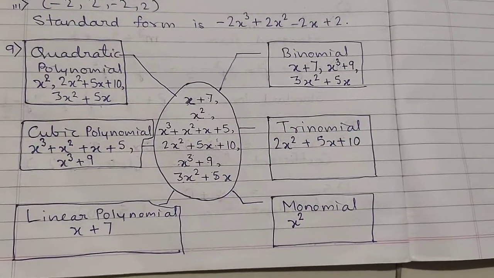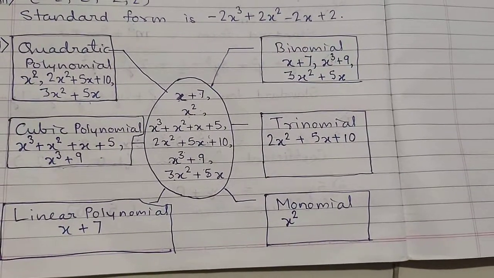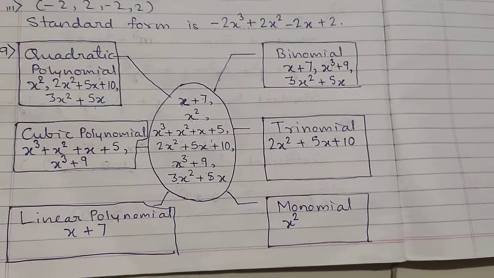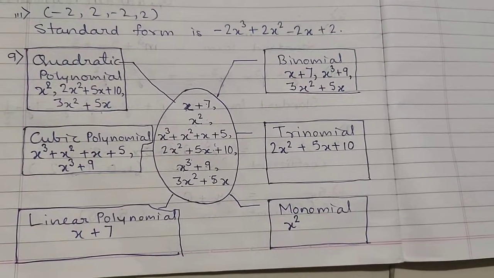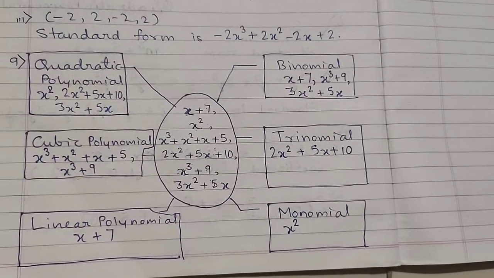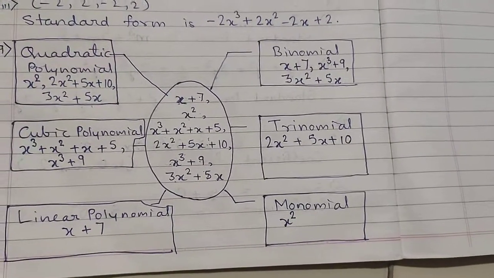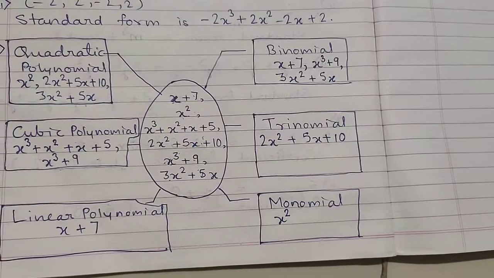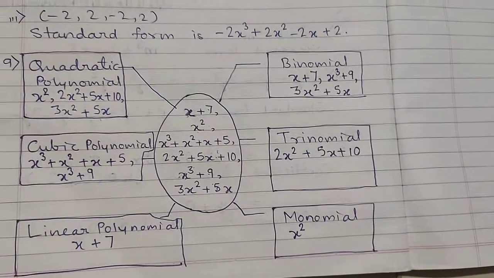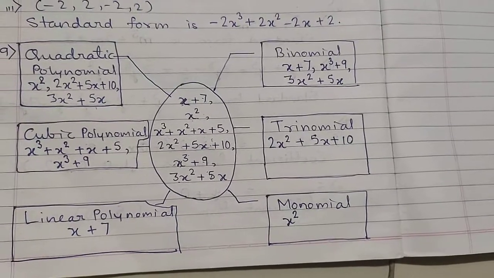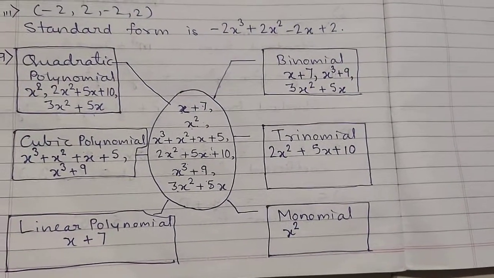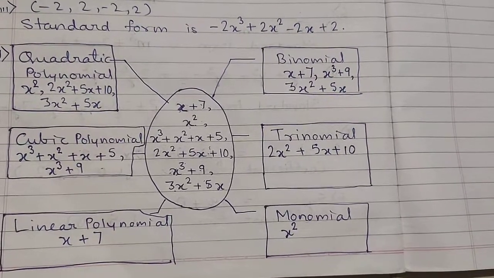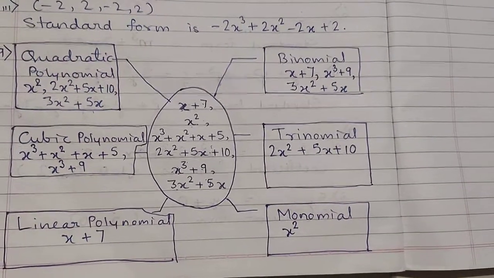So I hope you have understood this, and this you are going to write in your fair book and complete your first exercise. In the next class we are going to learn how to do operations on polynomials, that is addition, subtraction, multiplication and division of polynomials. Okay, so in the next class we will learn how to add and subtract the polynomials.